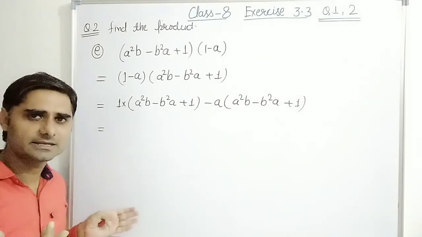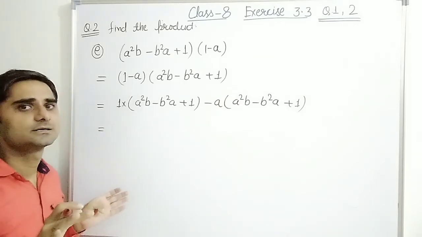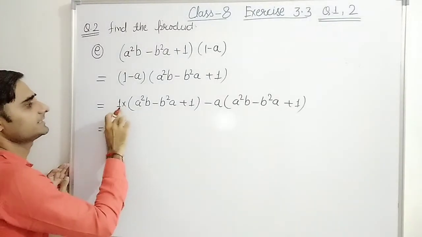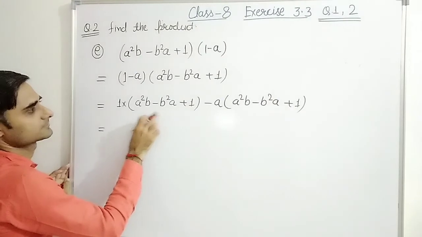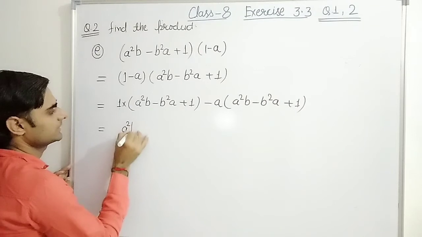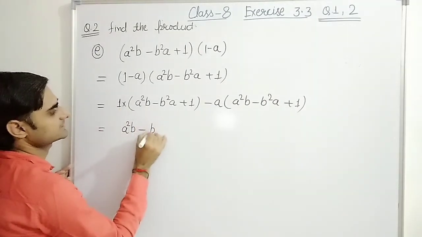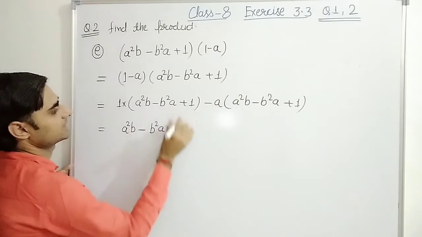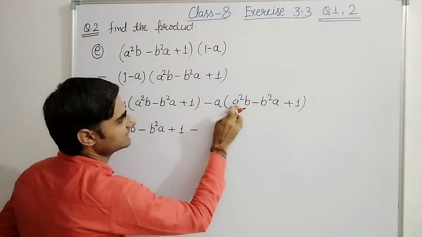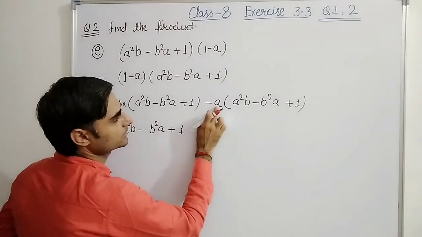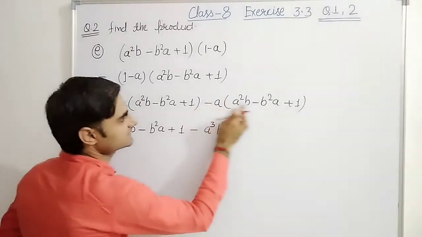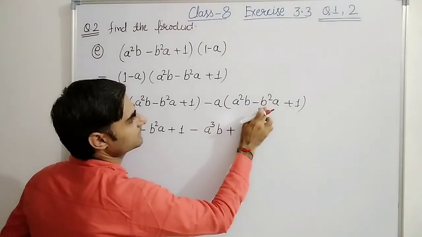So if we multiply by 1, the same will come, right? This is the identity, right? The multiplicative identity. So here what will we do? If we multiply this by this, the same will come. So 1 multiplied by this one is equal to a square b minus b square a plus 1, and then the minus sign will be multiplied. Look, minus a multiplied by a cube, a and b as it is, plus minus minus sign, minus minus plus, a multiplied by b square.